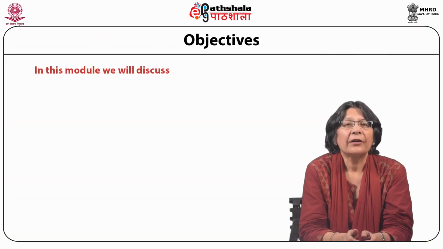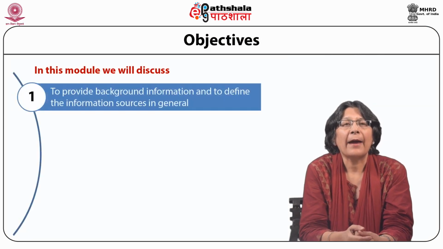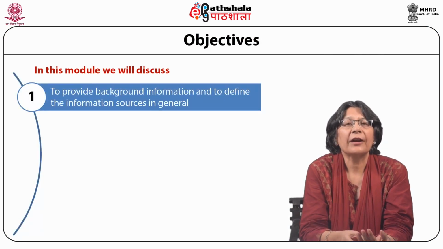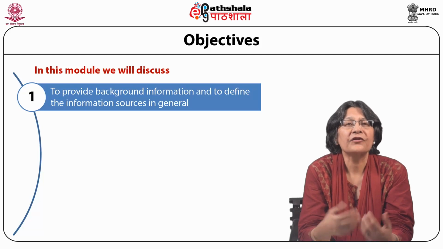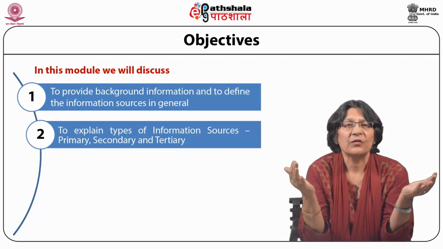Today we are going to talk on the module Information Sources in Social Sciences. This is from the paper Social Science Information System. With regard to the objectives of this module, we'll be studying about the background information and we'll try to define information sources in general. We'll try to explain types of information sources.